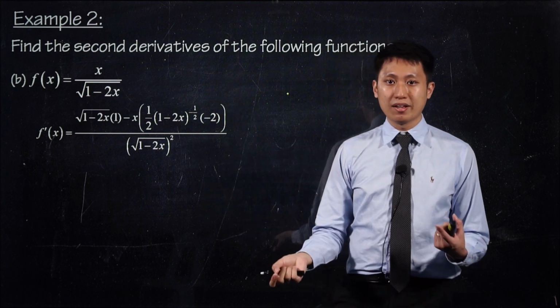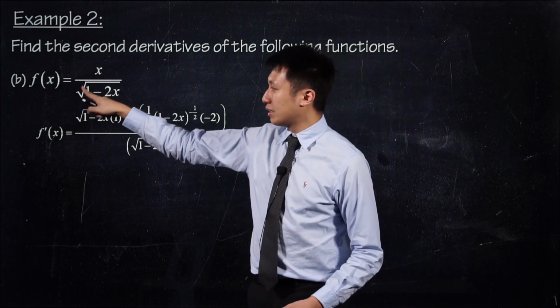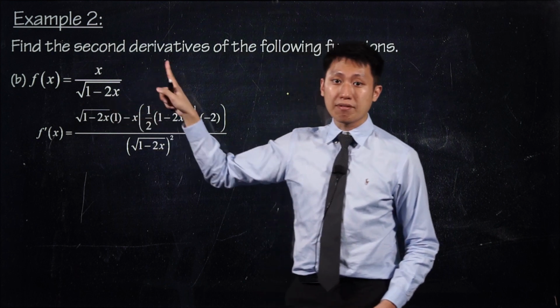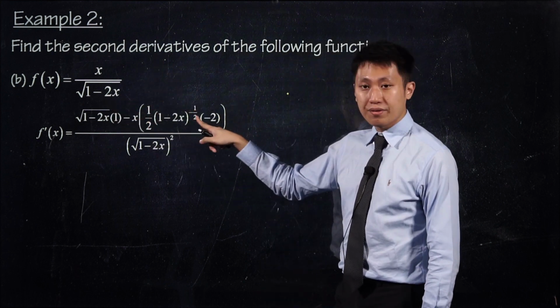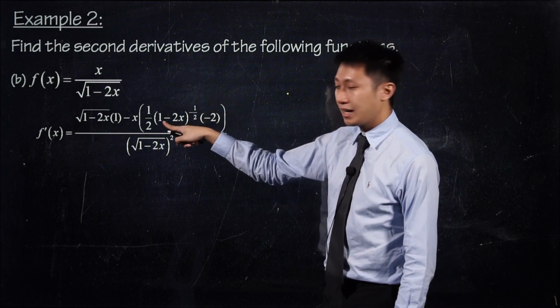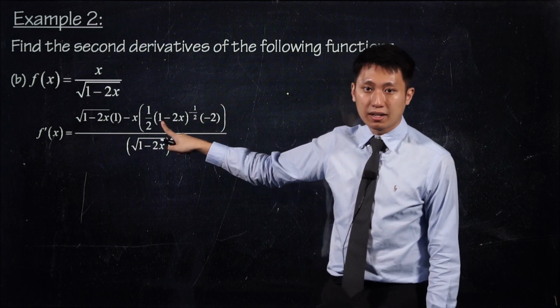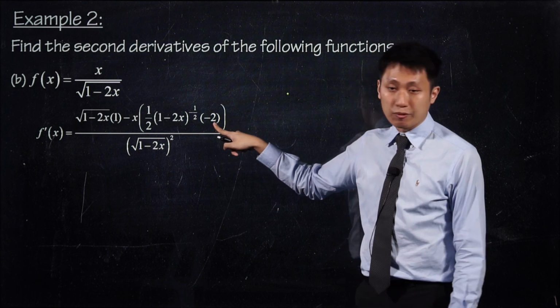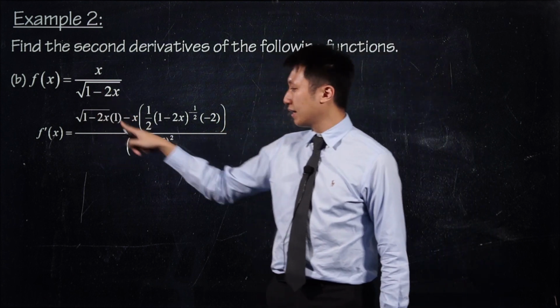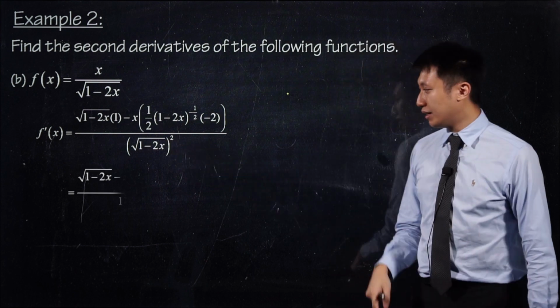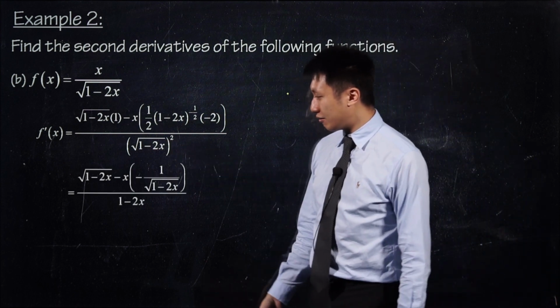Differentiate bottom is a little bit more difficult. This is 1 minus 2x to the power half. So half, I bring it down. The whole thing power of -1/2. Then differentiate inside. Differentiate inside gives you what? -2. Yes, -2 is here. The whole thing divided by bottom square. Bottom square. Okay? So I can write down nicely.